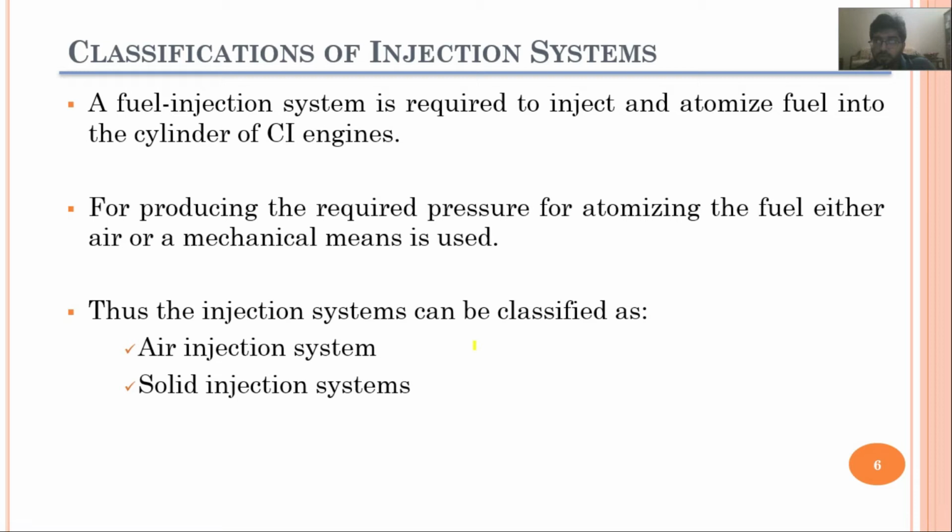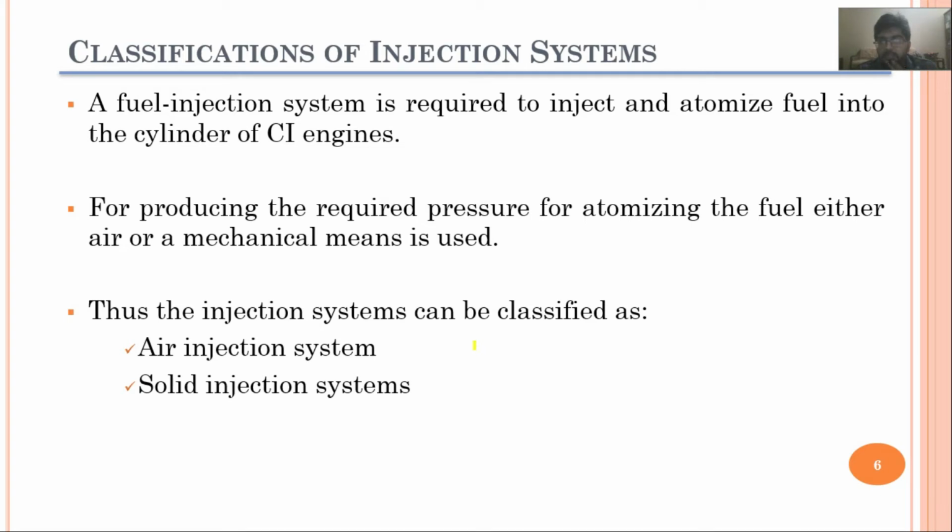When we are injecting the fuel and atomizing the fuel, we basically require this fuel at high pressure. And how are we going to pressurize it? Either we will do it by compressing some air, or by some mechanical means, or you can say by using some pumps. On the basis of this phenomenon, we can classify the injection systems into two categories. The first one is the air injection system, and the second one is the solid injection system.